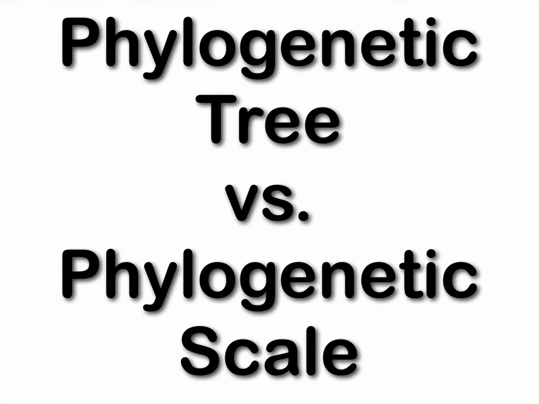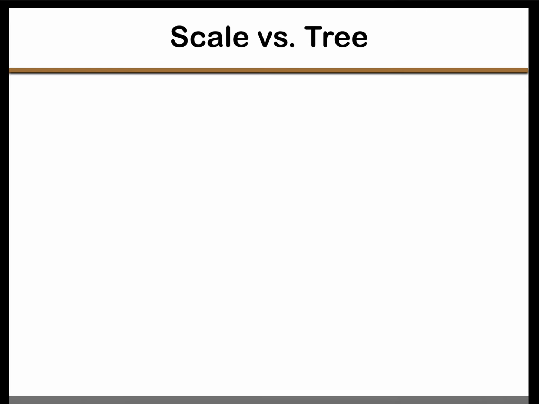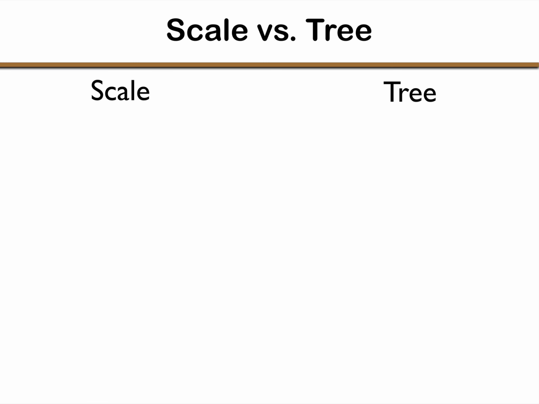When I was talking about Aristotle, I mentioned his Scala Naturae, the phylogenetic scale. It's really important to not confuse that with the phylogenetic tree. They are two totally different things. The scale versus the tree.